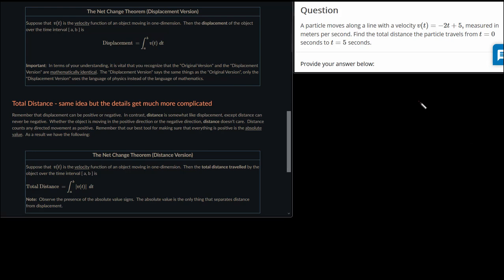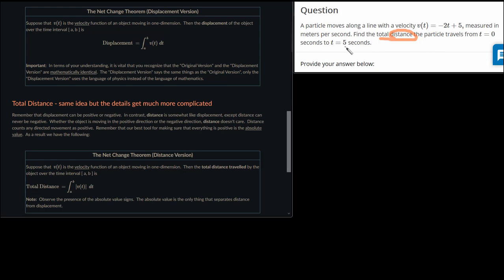So what we got here is a question about a moving particle. A particle moves along a line with a velocity v of t equal to negative 2t plus 5, and that velocity is measured in meters per second. And we want to find the total distance that the particle travels when the time ranges from time is equal to 0 to time is equal to 5 seconds.